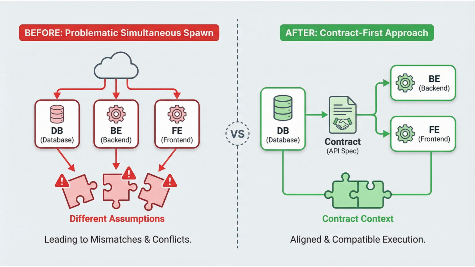Backend defines API contracts before frontend implements. Design system defines component interfaces before feature agents build pages. Spawn upstream, get contracts, then spawn downstream with context. The cost is slightly slower start time, but the benefit is massively reduced rework. Time saved by not rebuilding far exceeds time spent on sequential contract definition.